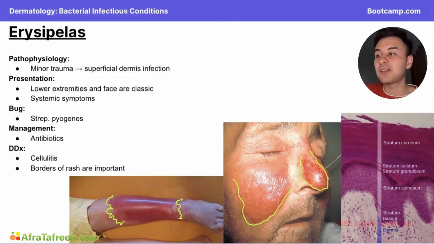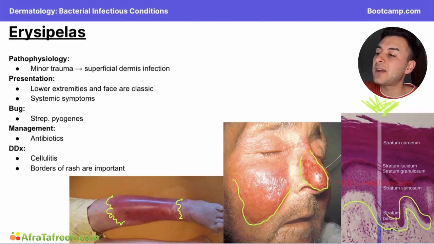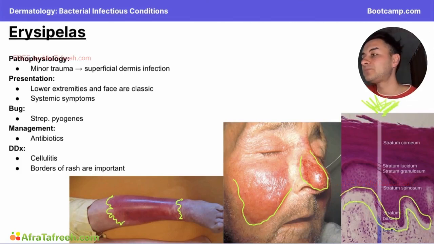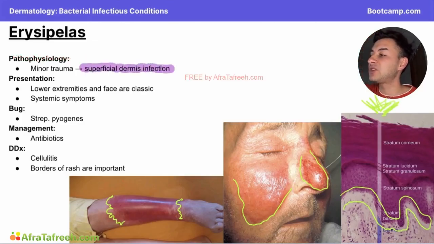So just like in cellulitis, we have some sort of superficial nick or trauma or sting that seeds bacteria. However, in this case, the bacteria is going to go only to the superficial dermis. So like right here along the papillary dermis, right where the dermis meets the epidermis, that's the area of this infection. So I'm going to highlight in this darker purple color because it reminds me of erysipelas. So we have superficial dermis infection this time.